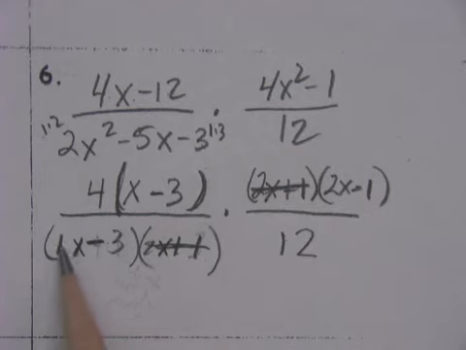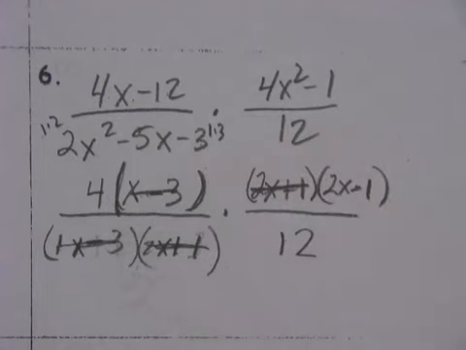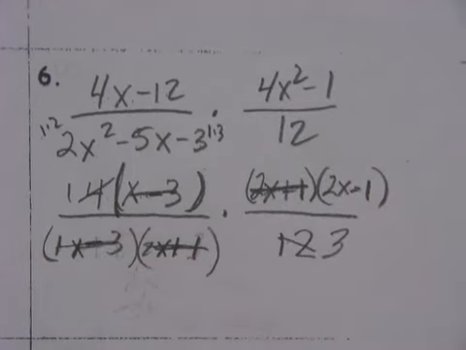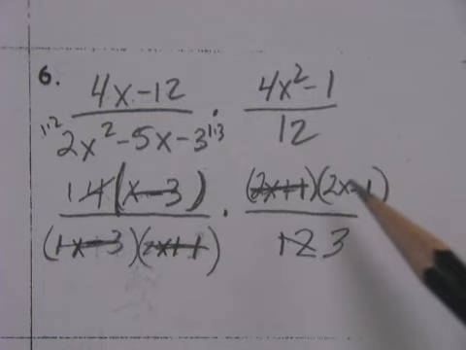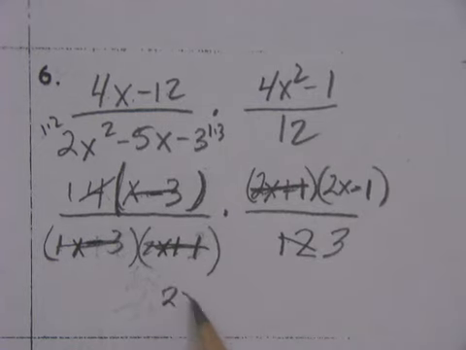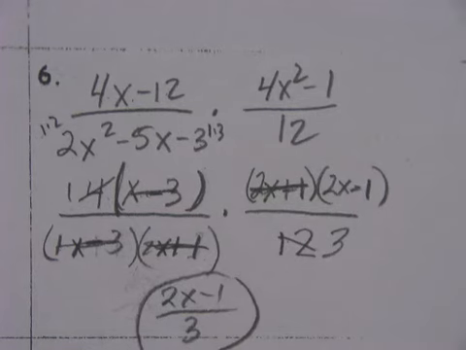You can cancel the x minus 3 and the x minus 3. The 4 and 12 can cancel, so the 4 goes to a 1, the 12 goes to a 3. And so what are you left with? You're left with, let's see, numerator is going to be 2x minus 1, and the denominator is 3. There it is. Voila. Done. Number 6. Moving on.